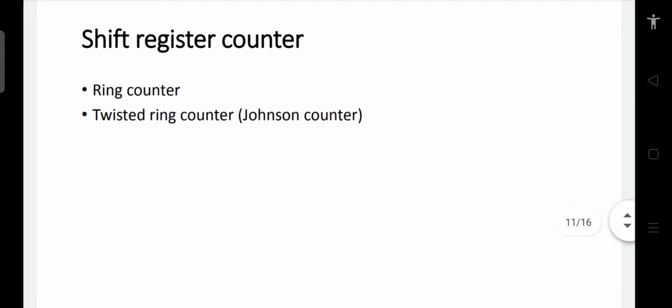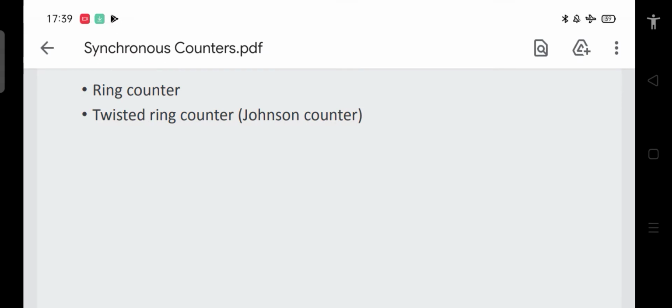Shift register counters are nothing but an application of shift registers. The shift registers are used as counters. With the help of shift registers, we can make two types of counters. One is called the ring counter and the other one is called the Johnson counter, or the twisted ring counter. Why they are called so, we'll understand.